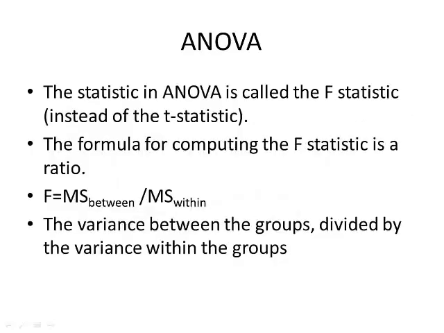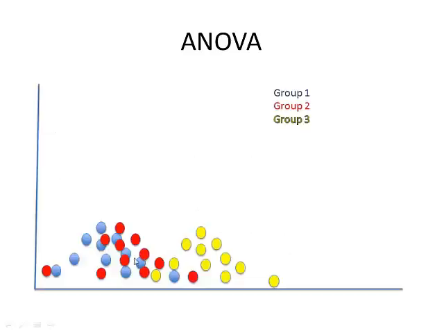The statistic in ANOVA is called the F statistic. Remember, we used the t statistic, the Student's t, when we were talking about the t-test, and in the ANOVA we're talking about an F statistic, which is based on a formula, which is a ratio. It is the ratio of the variance between the groups, as we said, divided by the variance within the groups. The variance between the groups divided by the variance within the groups.